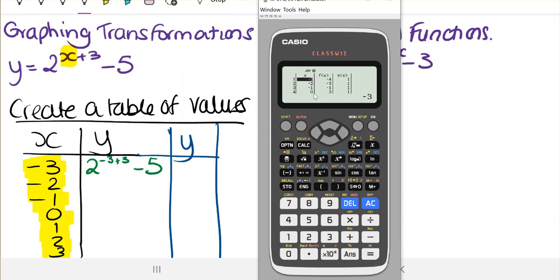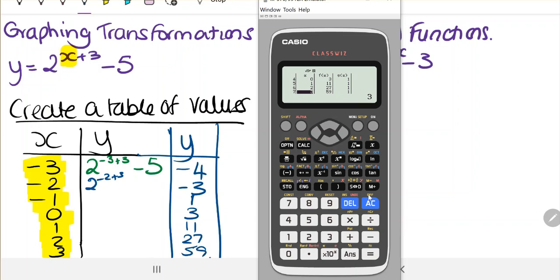Okay, so this is going to give us a table of values. You can see here, if it's -3, the answer is going to be -4. So if we had 2 to the -2 plus 3, so 2 to the power of 1 is 2, 2 minus 5 is going to give us -3. So we can complete that, or we can take the values on our calculator. If I scroll down, it's going to give me the values.